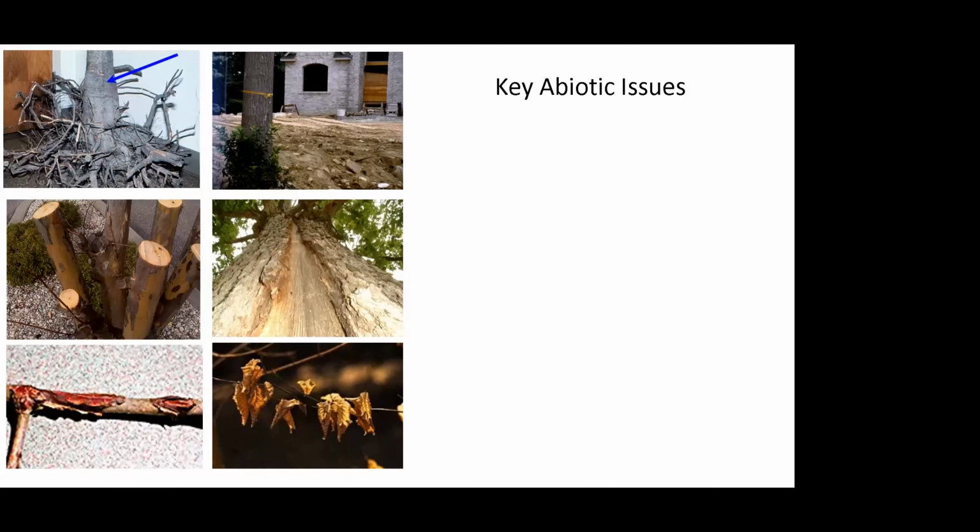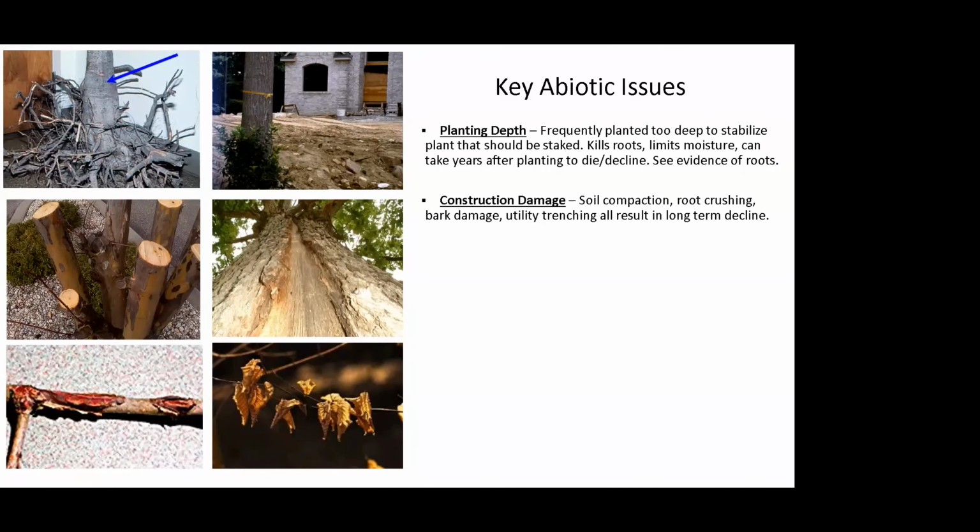What other key abiotic factors do we face? Planting depth. This tree on the top left-hand side was actually planted that deep. And again, trees are frequently planted too deep. People do that to stabilize the tree, so they don't have to stake, or because the tree hasn't got a strong enough root ball. It kills the roots, it limits the moisture, and it can take years for a plant to decline. Sometimes just digging down around a tree like that will show you that there are no roots within any close proximity of the soil.